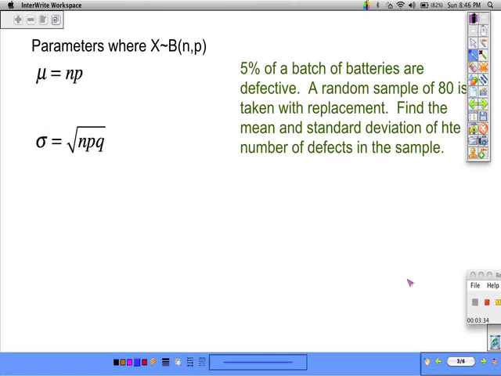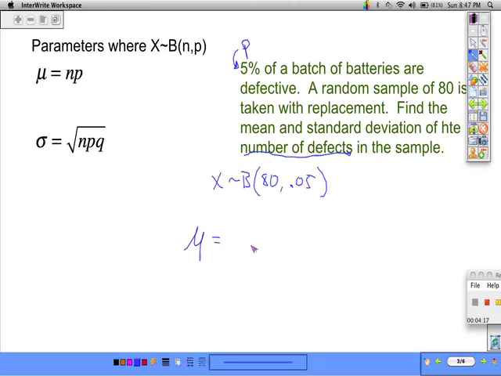The parameters we have for a binomial distribution: the mean is equal to n times p, and the standard deviation is the square root of n times p times q. So here's another binomial problem. Find the mean and standard deviation of the number of defects in the sample. So number of defects, that means that this 5% is p. Here, this is a binomial distribution where n is 80 and p is 0.05.